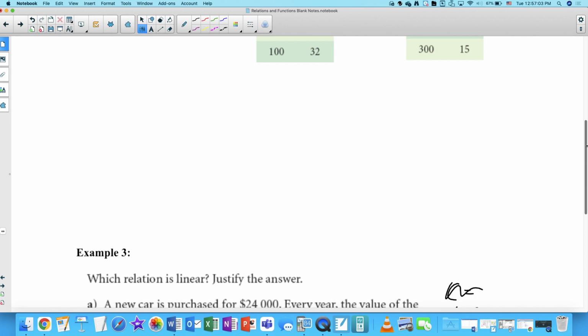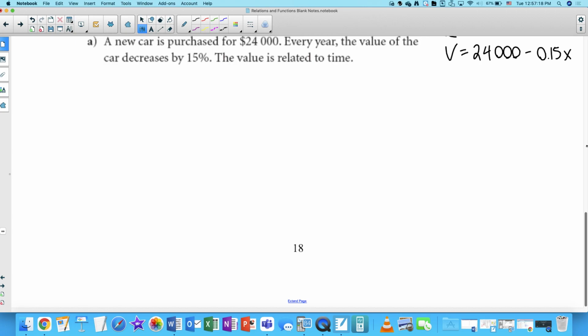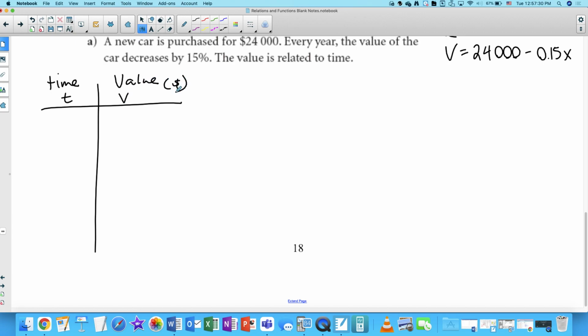A table of values. Yes. Let's make a table of values and just play this out for a few years and see what happens. Okay? So here we go. If we make a table of values, we're looking at time and value. This is in dollars. This is in years. Okay? So let's start with time equals 0. How much is this thing worth? $24,000.